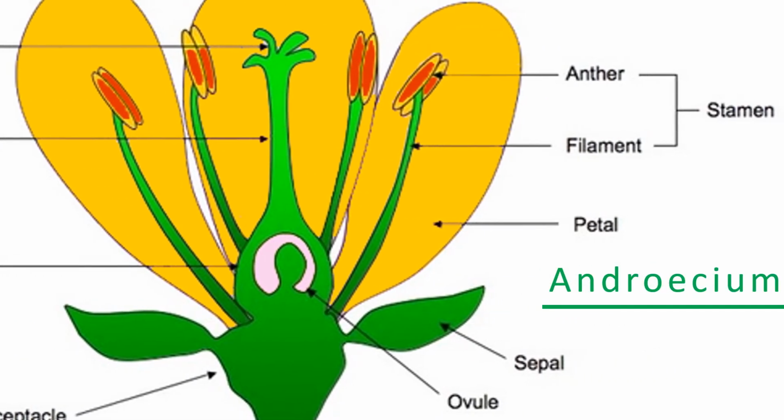Stamens are the male reproductive part that forms another whorl of flowers known as androecium. Stamen has two parts, a stalk-like filament and a knob-like terminal anther. Each anther has two lobes attached to the back of a sterile band known as connective.